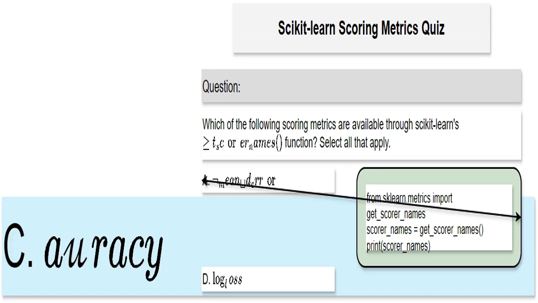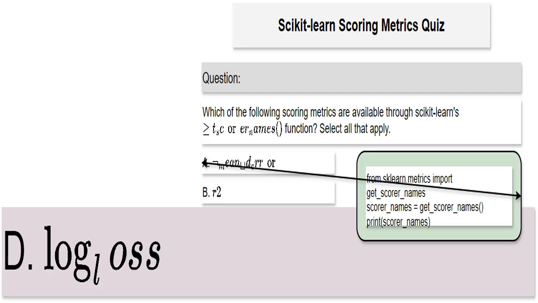Option C represents accuracy. It measures how often a classification model correctly predicts the class labels. It's a percentage, higher is better. Option D is the logarithmic loss. This is often used for classification models that output probabilities. Lower values are better in this case.